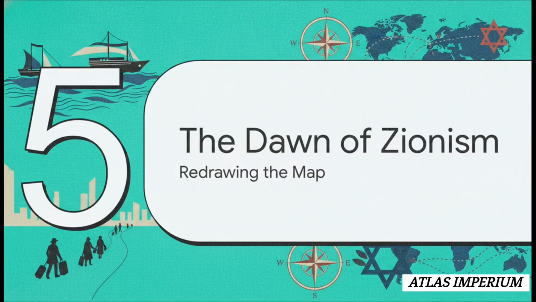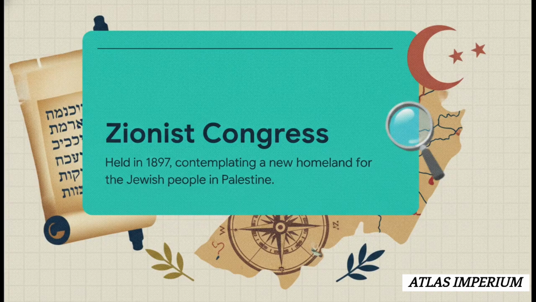Which brings us to our final era, Part 5, the dawn of Zionism, redrawing the map. Faced with these devastating, relentless pogroms, many Jews naturally emigrate to Western Europe and the United States, where conditions are a bit better. And this late 19th century immigration climate really sets the stage for a brand new political movement.